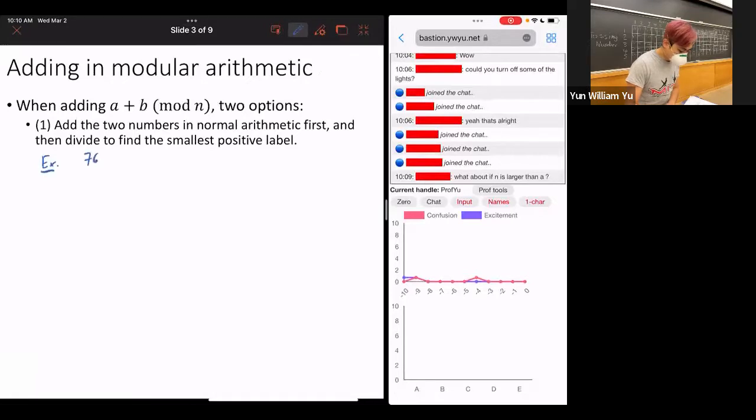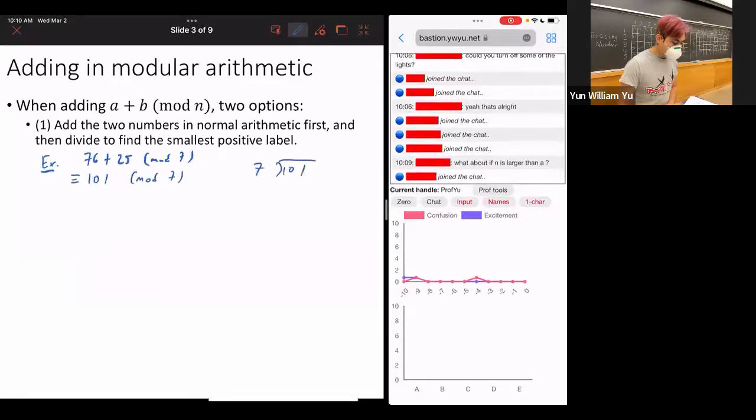So for example, 76 plus 25 mod 7. Well, this is congruent to 101 mod 7. And then we take 101 and divide it by 7. And of course, you have a calculator, so it makes it easier. But for the record, every problem on the midterm you can do without a calculator. It just is a little bit harder, but it is doable. While I'm writing the answer keys, I'm writing it out without a calculator, just so that I'm sure that that's possible. That's 1, that's 7, so that's 31. So that's 4, 28, 3. So that's remainder 3. So this is congruent to 3 mod 7.